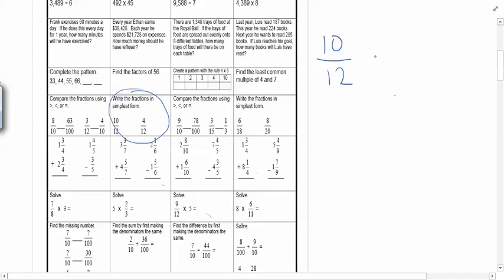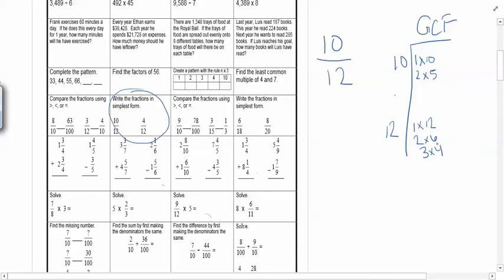What's the highest number that 10 and 12 have in common? So what we do is find all the factors. Of course, 1 times 10, 2 times 5. Those are my factors here. And then for 12, 1 times 12, 2 times 6, 3 times 4. And those numbers can also be reversed. So the biggest number they share in common is 2.